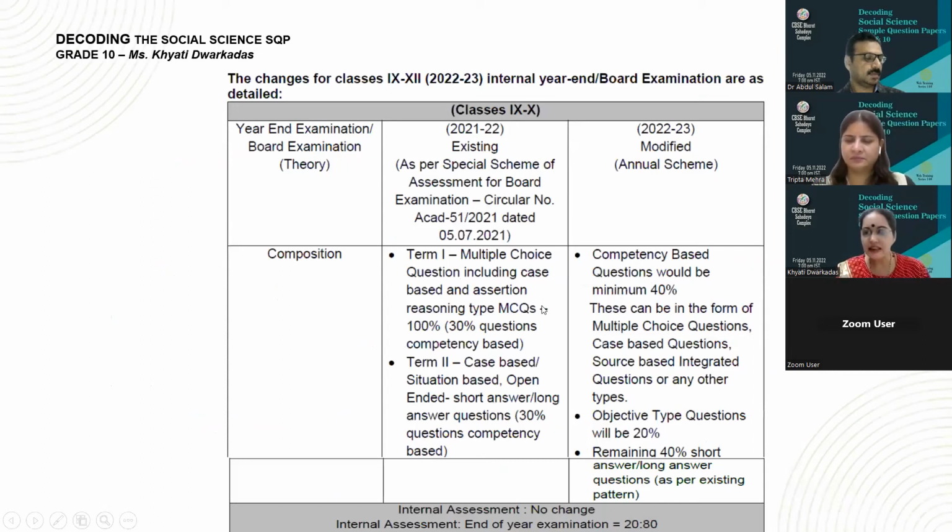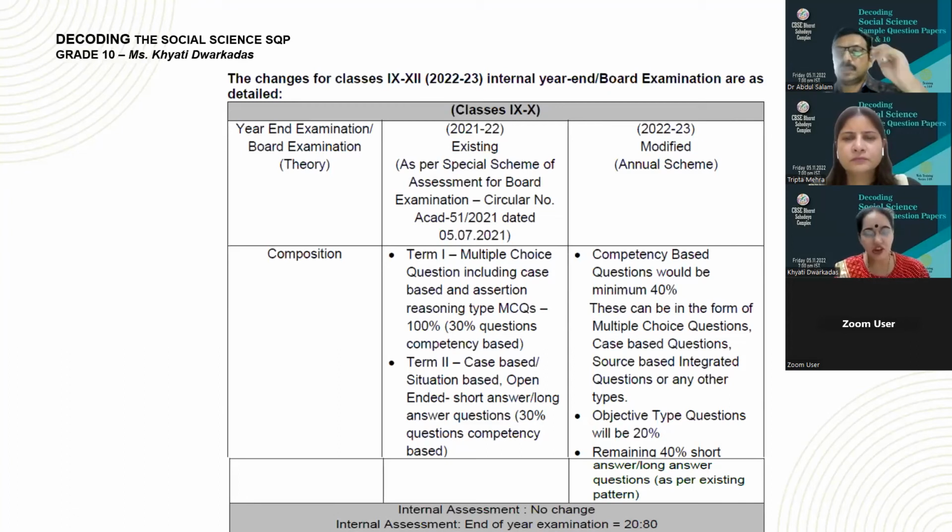And when you look at this, they have said, this year, there will be only one term end exam as per the CBSE, which will include 40% competency-based questions, which will be in the form of MCQs, case study, source-based integrated questions, or any other type of questions. Plus there will be 20% of the objective questions, and the remaining 40% will be short and long questions as per the previously existing pattern.